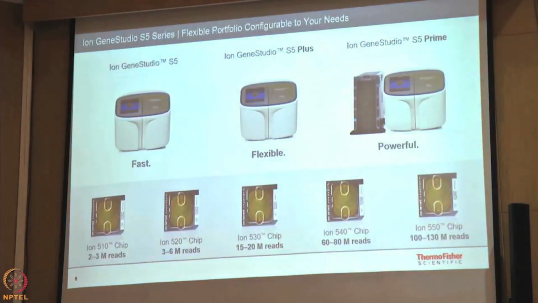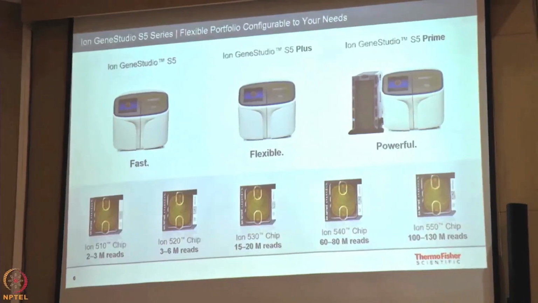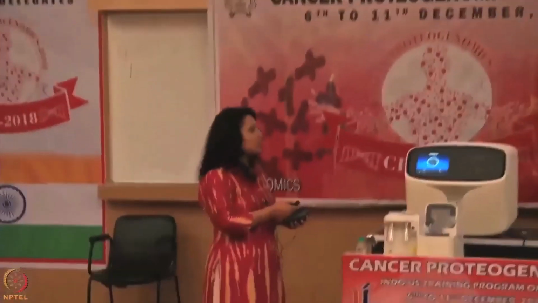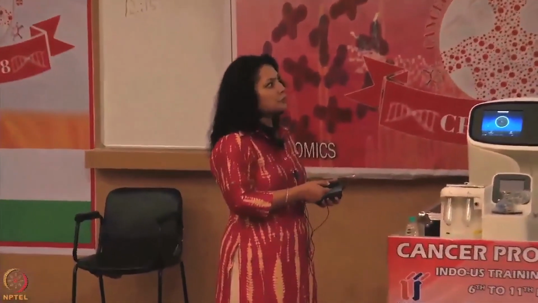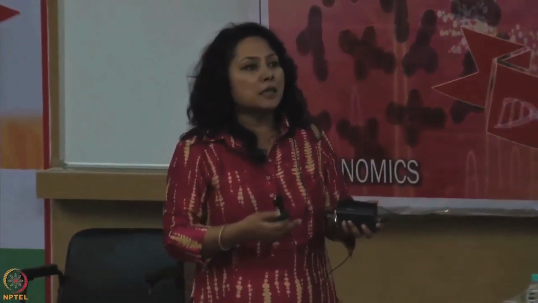Then these are the three systems which Thermo Fisher provides: GeneStudio S5, S5 Plus, and S5 Prime. Basically they differ in their compute capabilities. In terms of their throughputs and the compatibility of chips, they differ in a very minor way, but other than that you have the 510 to 550 chips which can be used with these systems, and the difference in compute power, as a user, is giving you faster run times.